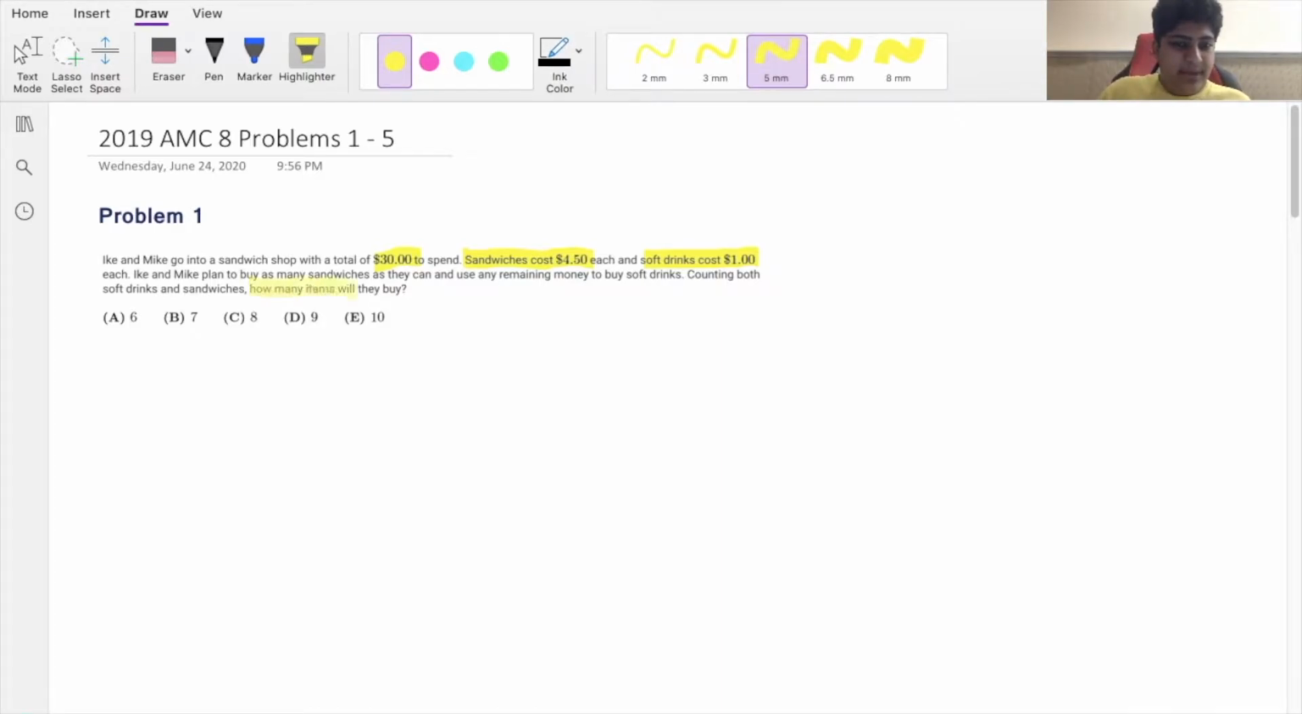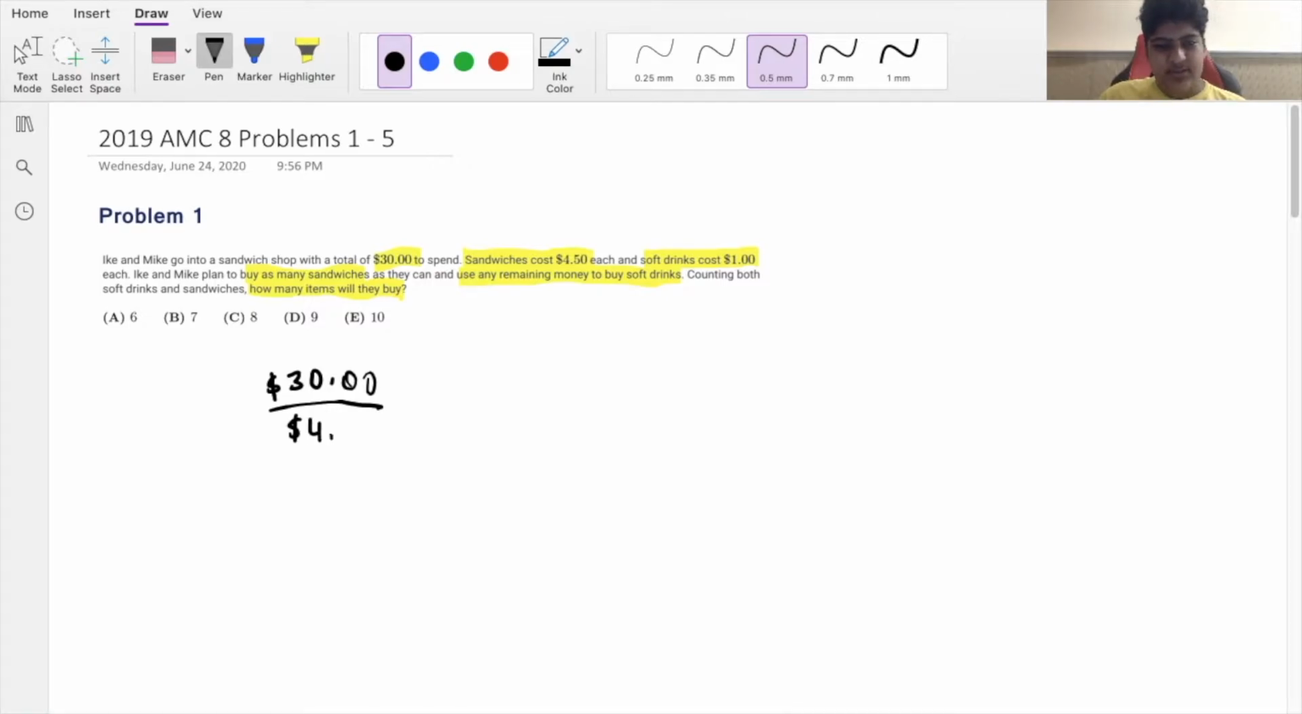So we know that they buy as many sandwiches as possible and use the remaining money to buy soft drinks. So all we have to do is find the maximum number of sandwiches that Ike and Mike can buy. We know that there are $4.50 per sandwich, and they have $30 in total. So we can just divide. So we have $30.00 divided by $4.50, because that's how much a sandwich costs, equals, well, what do we have?